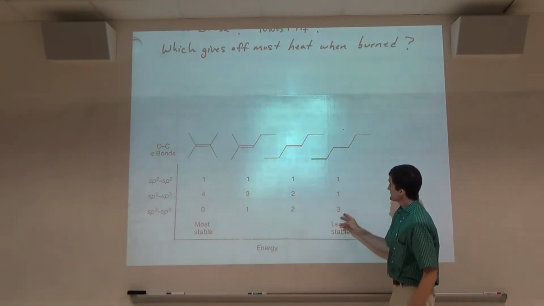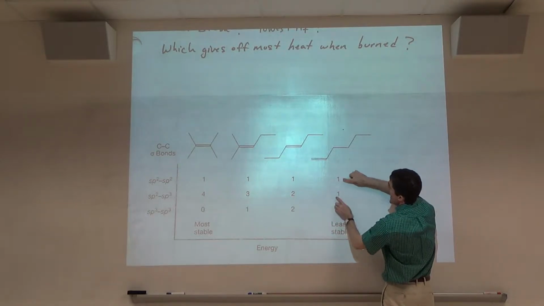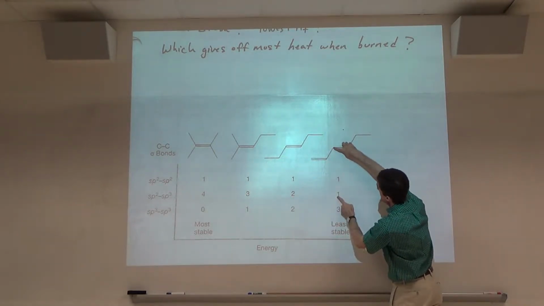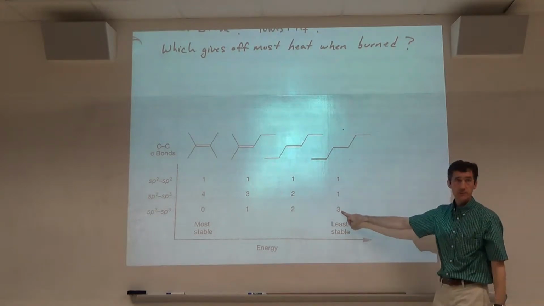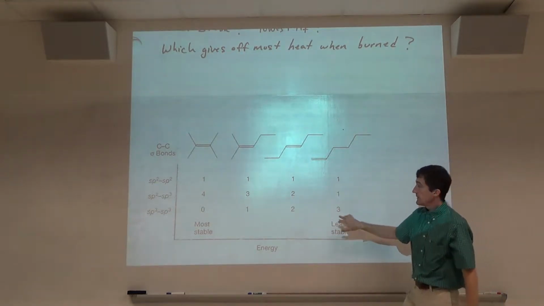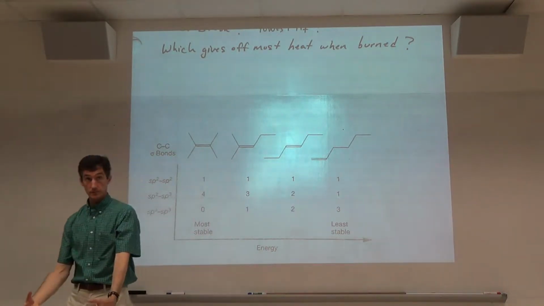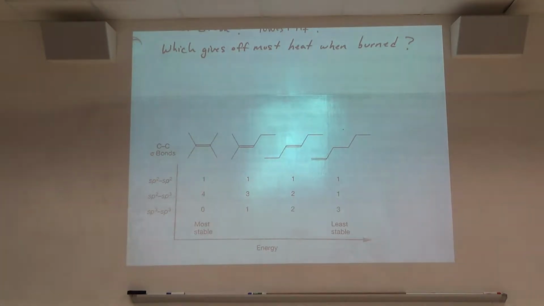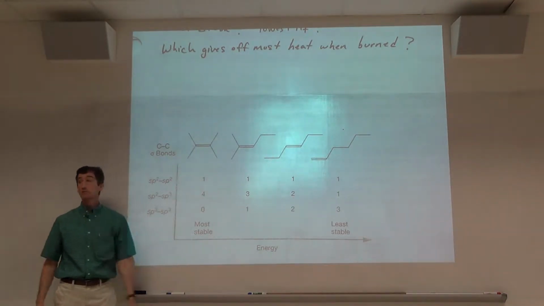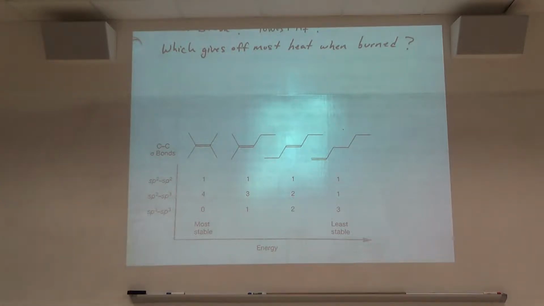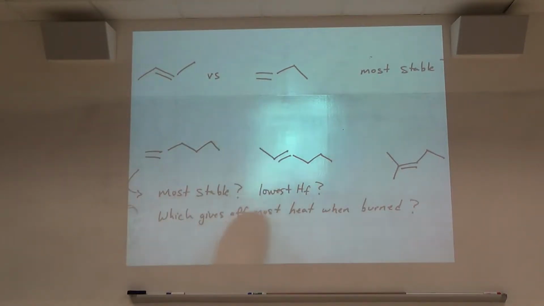Because this guy has 1 of the sp2, sp2, and it only has 1 of the sp2, sp3, and then the rest are sp3, sp3, which is the weakest. This guy has the strongest carbon-carbon bonds. Stronger bonds, more stable. And it adds up to being ultimately most stable. Take home, the more substituted your alkene is with carbon substituents, the more stable it is. And it's most clear when you're doing isomers, like in that example.